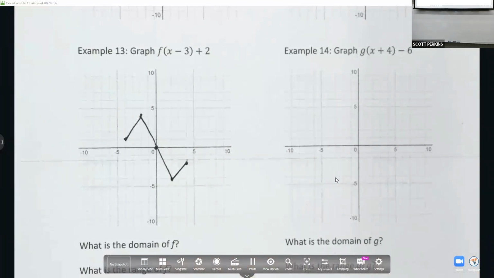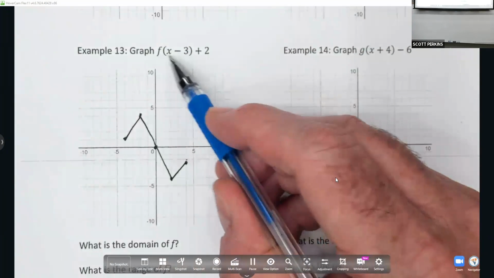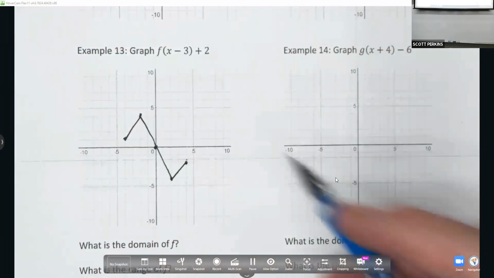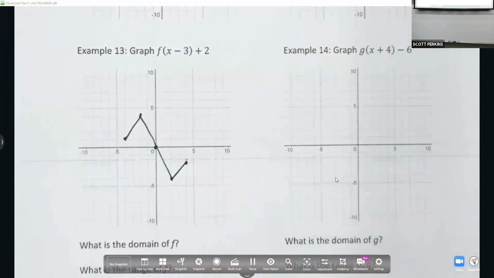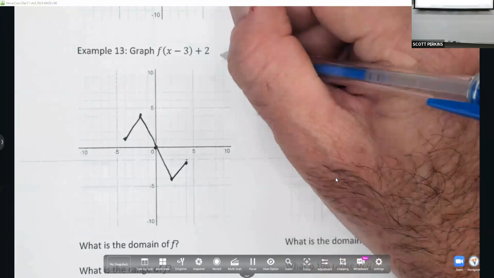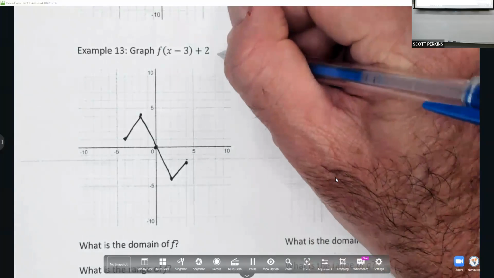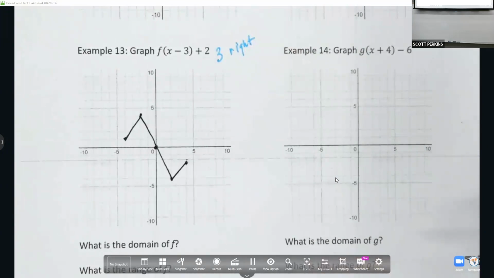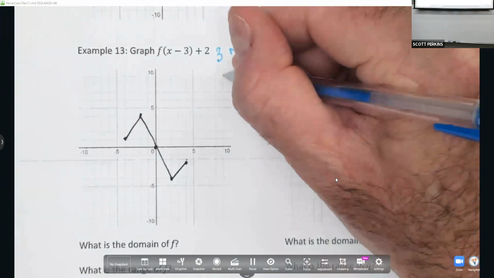Let's just make a note of this and then we'll actually do the graph. I'm now going to graph f of x minus 3, plus 2. Before we do anything, tell me one of the two things. Two things are happening here. What's one of them? It's going to go 3 right. That's the minus 3. And what else is it going to do? It's going to go up 2.